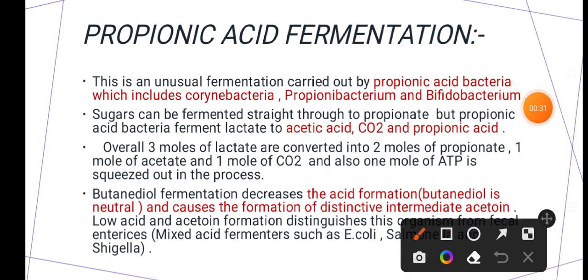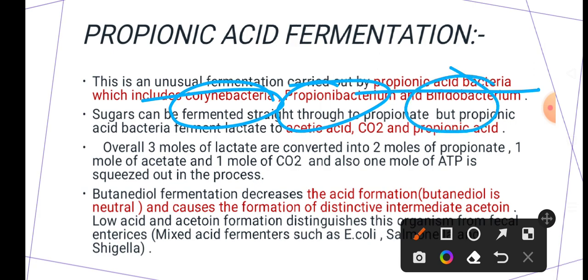So it is a very unusual type of fermentation pathway, which is usually followed by propionic acid bacteria, which include Corynebacterium, then Propionibacterium and Bifidobacterium. So here 3 mole of lactate will be utilized and it will give us 2 mole of propionate, 1 mole of acetate and 1 mole of CO2, and also in this pathway 1 mole of ATP is squeezed out. So that is the idea of propionic acid fermentation.